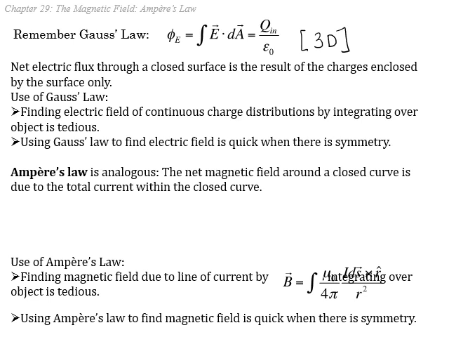Ampere's law is analogous to Gauss's law. We find that the net magnetic field around any closed curve or any path, that's due to the total current within the closed curve. So as an equation, we would write that the integral, and it's over a closed path, so we write a little circle on our integral sign. So that indicates a closed path.